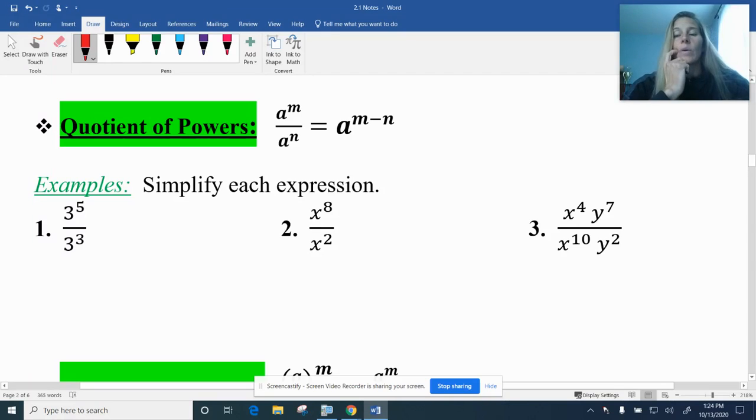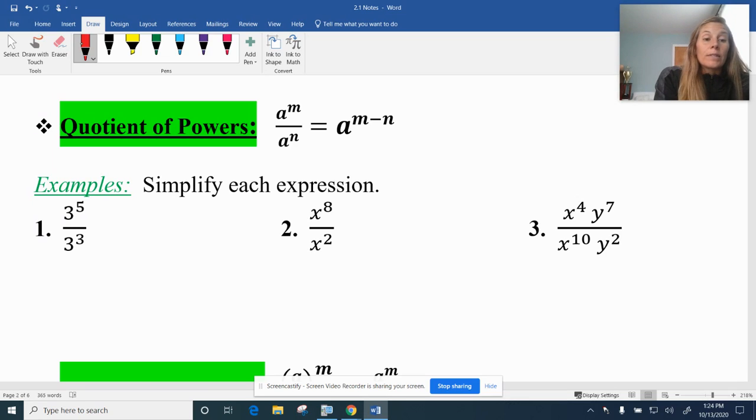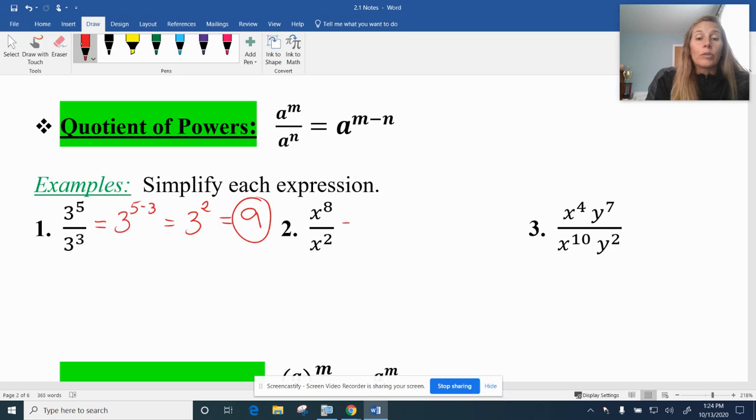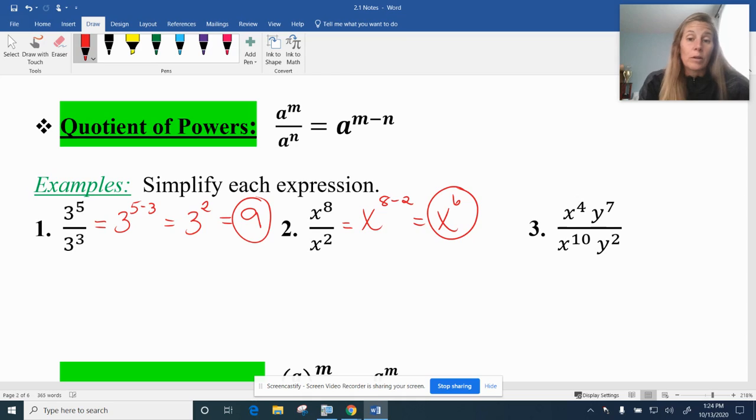Okay, quotient of powers, similar to the product of powers that we went over in the beginning. When we're multiplying two numbers, we add the exponents. If we're dividing two numbers that have exponents, we would subtract them. So for example, here you have 3 to the 5th over 3 to the 3rd. So that would be 3 to the 5 minus 3, which of course is 2. And then this one can be worked out all the way to 9. If you take a look at number 2, you would have x to the 8 minus 2, which equals 6. So x to the 6th would be your answer.